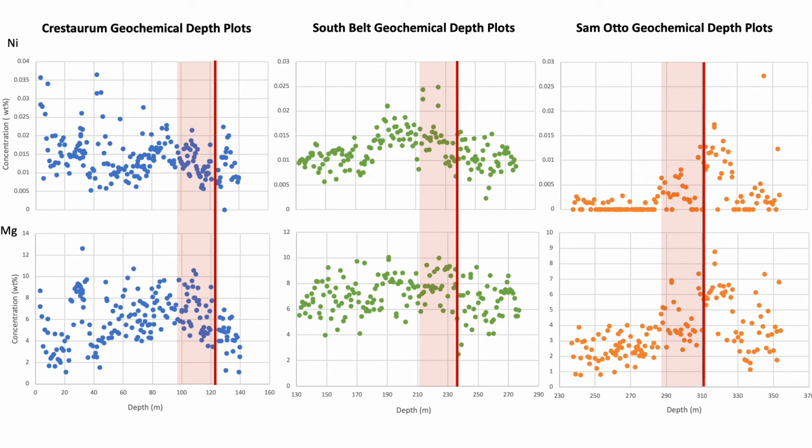And taking a look at magnesium, which is this lower row, we see a decrease in magnesium concentration approaching gold mineralization in the Crestaurum area. However, we don't really see that same trend in South Belt. Magnesium concentration is pretty stable throughout the drill hole. And finally, in Sam Otto, we see an increase in magnesium concentration approaching the gold mineralization.